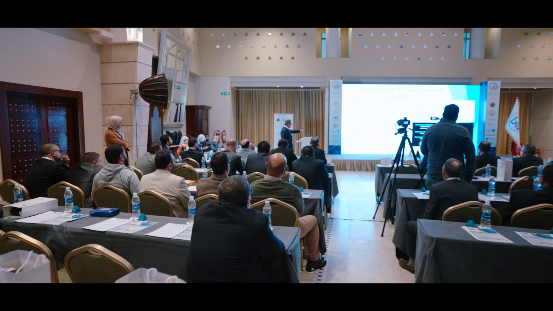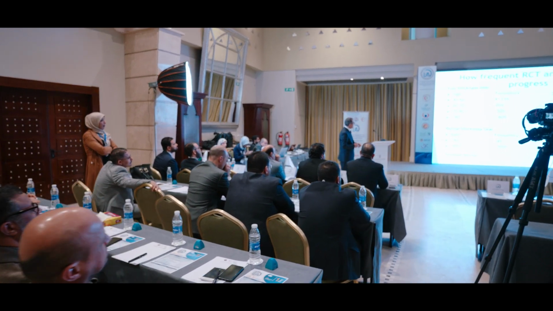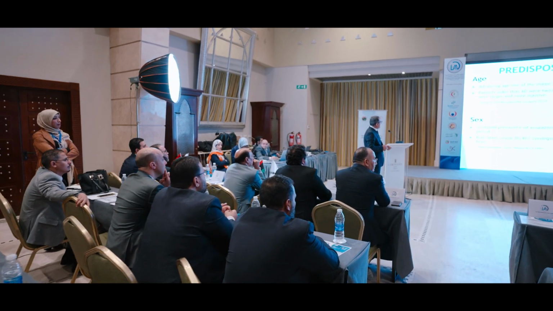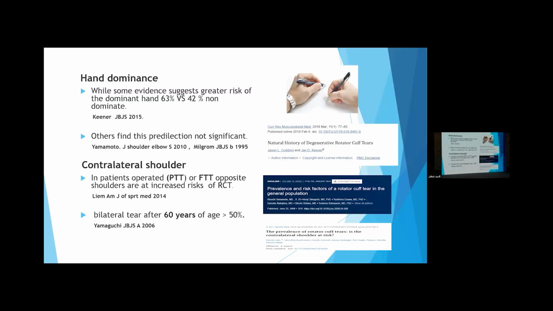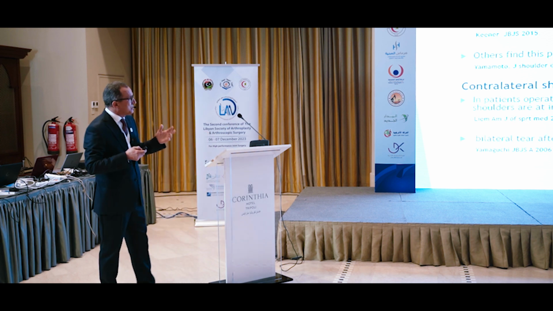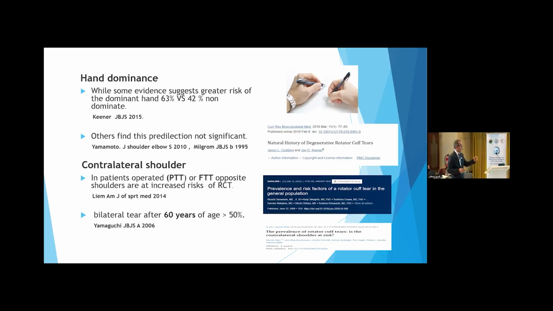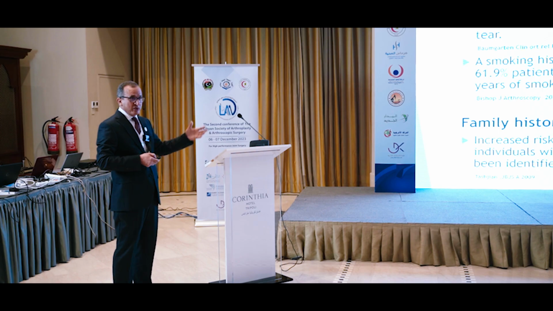Regarding predisposing factors, age is the most important. Sex is not clear, there is no clear evidence regarding sex. Hand dominance is also not clear. Some articles support an association with the dominant hand, while others find no predilection and no significance. For the contralateral shoulder, it is reported that bilateral tears occur in more than 50% after 60 years of age, Yamaguchi in the same JSES 2006. Smoking has a strong relation. Family history also has a relation.